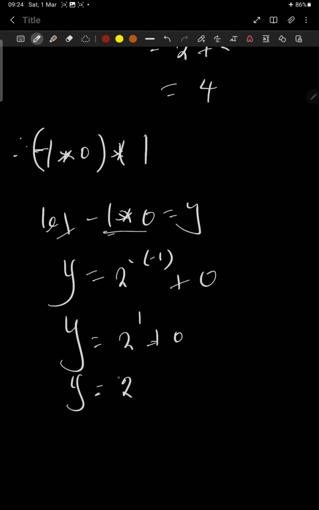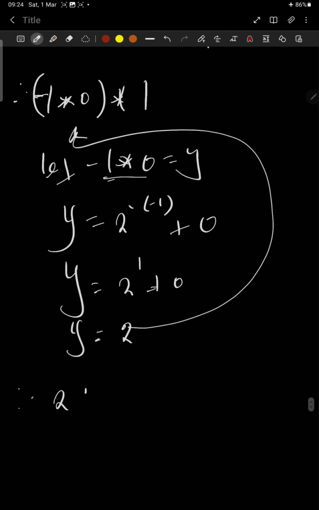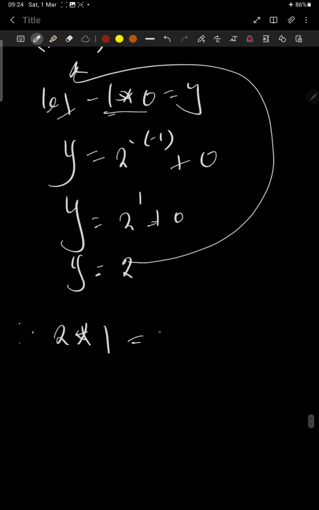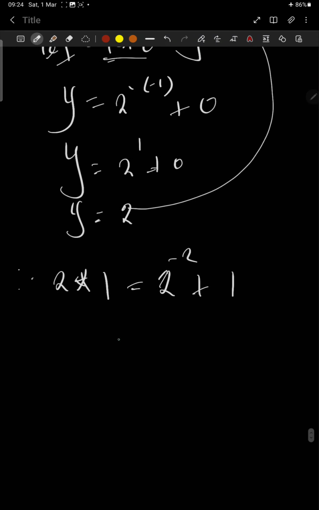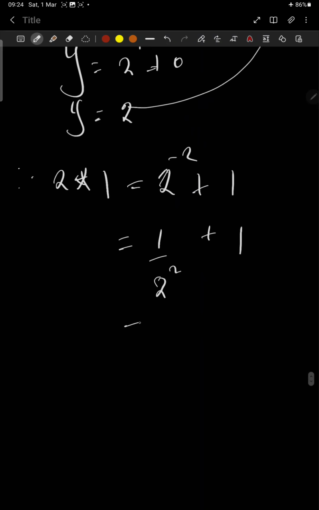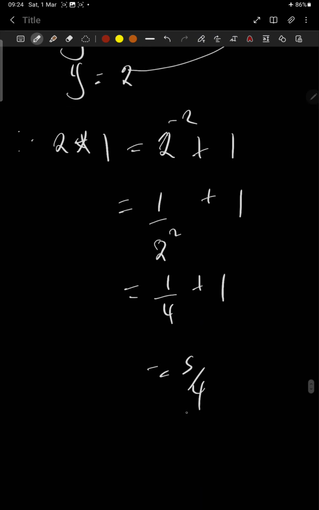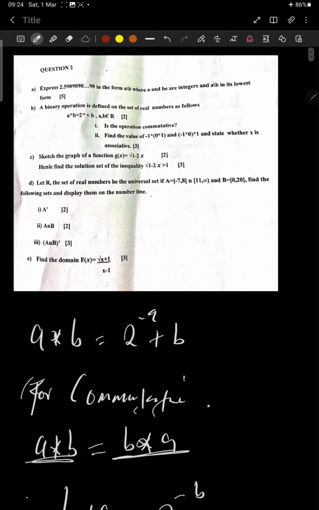So now after you answer your 2, you have to take it back here. Therefore you're going to have 2 star 1, which you answer in the same fashion, 2 to the power negative first number plus second number, and the answer will be 1 over 2 to the power 2. How do you kill this negative? It's the same as that. So this will be 1 over 4 plus 1, and the answer is 5 over 4. You have answered.